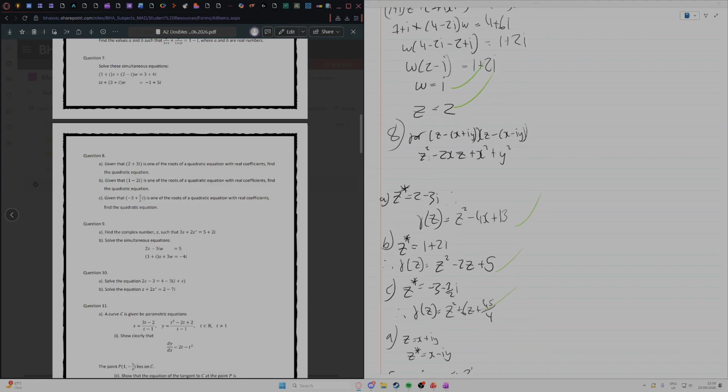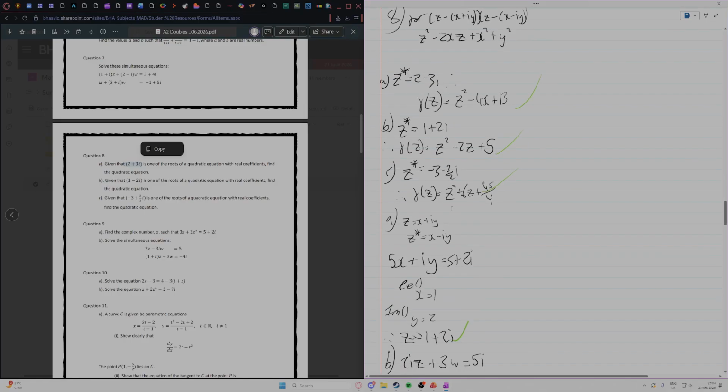Now I wrote down this little thing for question 8. So when you have two roots, obviously they're going to be conjugates. So the other root here is going to be 2 minus 3i. But the main thing is that this is what it looks like when it's expanded on question 8. So obviously, for this, it's going to be z squared minus 2 times whatever the real component is, plus x squared plus y squared. So if you just know the two roots, you can just substitute this formula in, which is what I did for all of these questions. You just use the formula and then you get the answer.